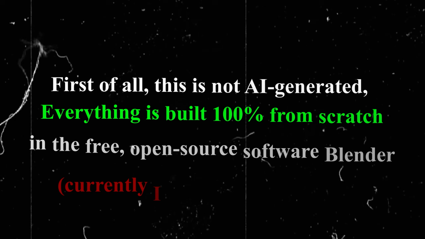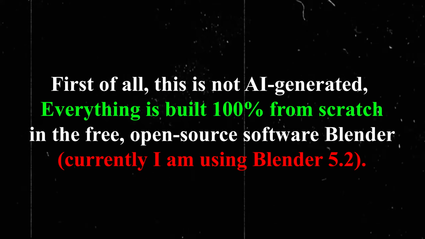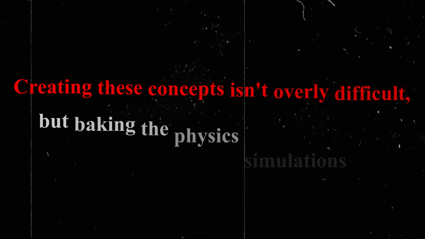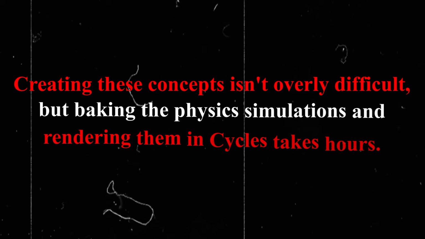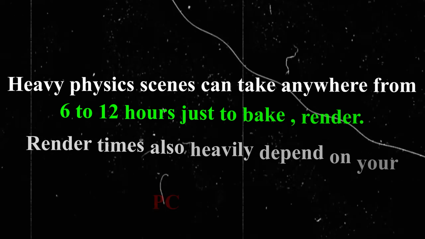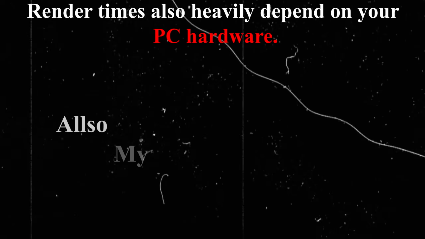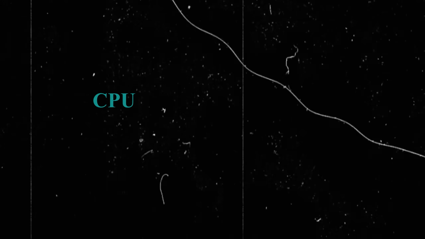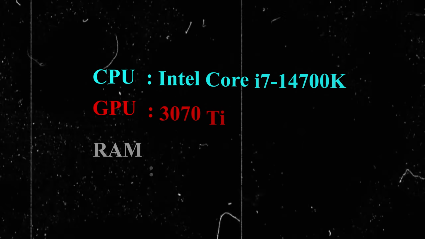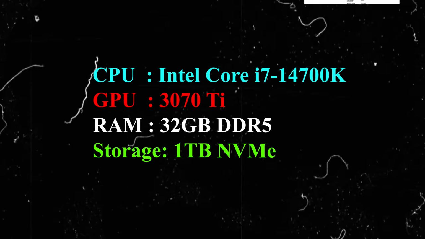First of all, this is not AI generated. Everything is built 100% from scratch in the free open source software Blender. Currently, I am using Blender 5.2. Creating the concept is not overly difficult, but making the physics simulation and rendering them in Cycles takes hours. Heavy physics scenes can take anywhere from 6 hours to 12 hours just to render. Render time also heavily depends on your PC hardware. Also, my PC specifications are CPU Intel Core i7 14700K, GPU 3070 Ti, RAM 32GB DDR5, storage 1TB NVMe.